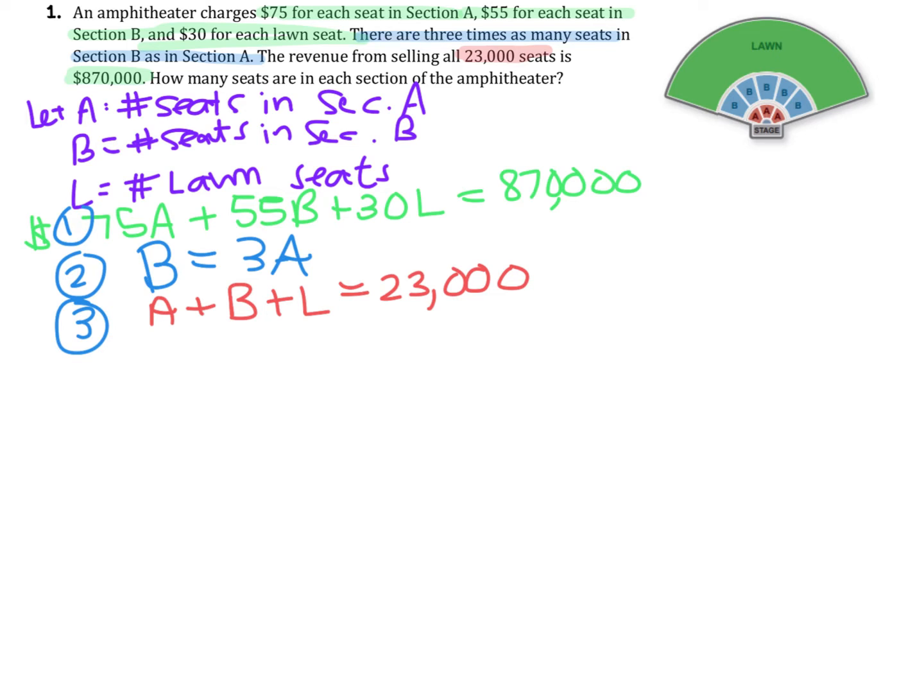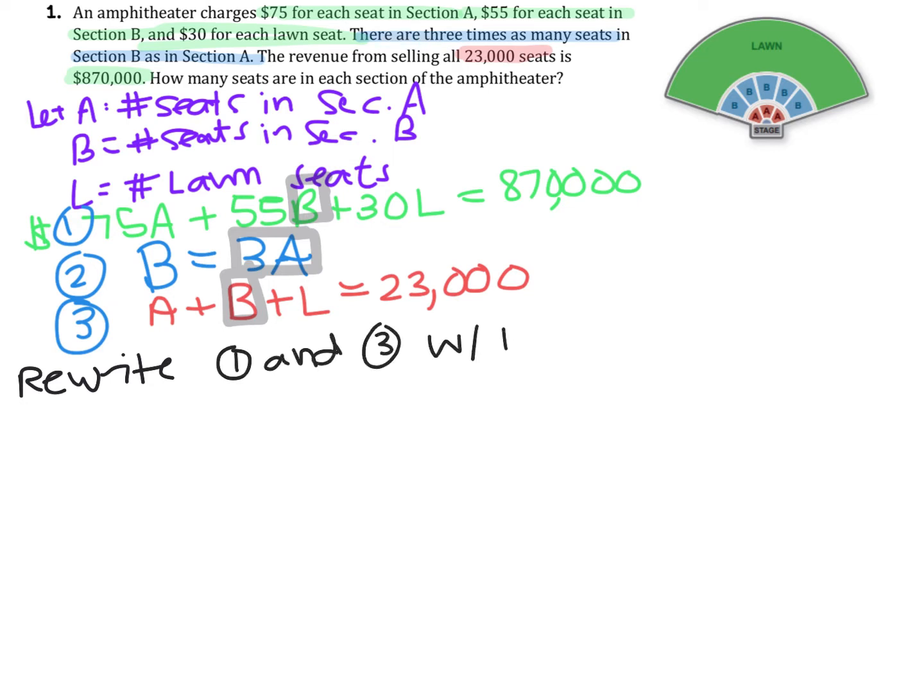So what I'm going to do is I'm actually going to rewrite equation 1 and equation 3 by plugging in that B is equal to 3A. So I know that B is equal to 3A, so I can substitute that in. So then I have a system of equations in 2 variables. I'm going to go ahead and do that. So I'm going to write my little roadmap, my instructions. I'm going to rewrite number 1 and number 3 with B equal to 3A.